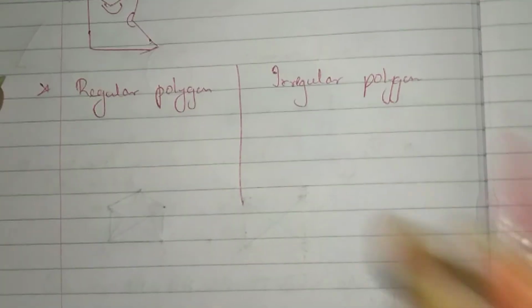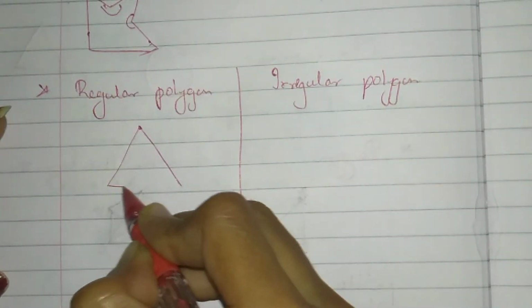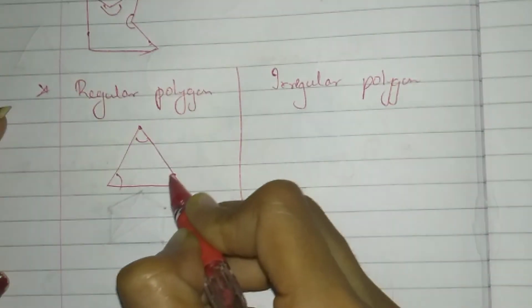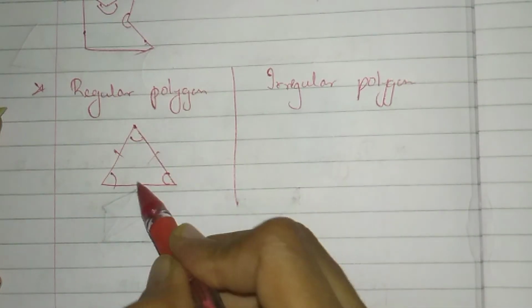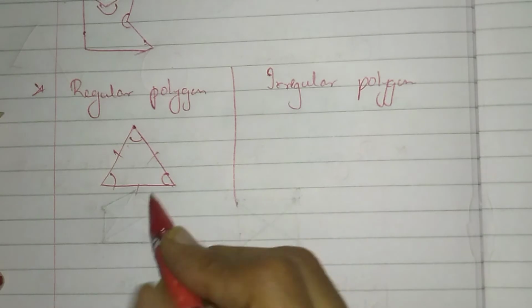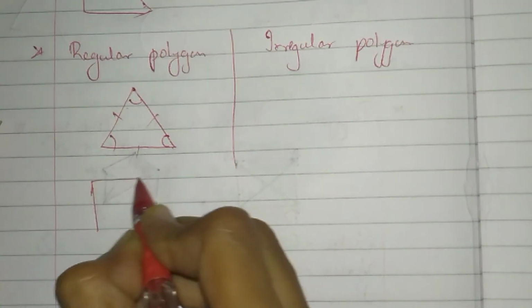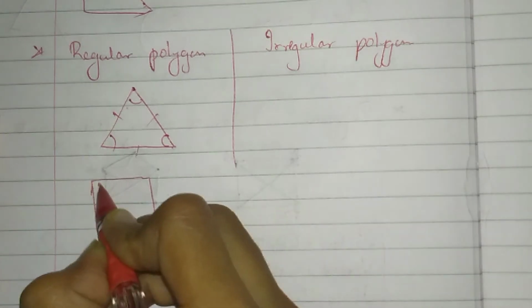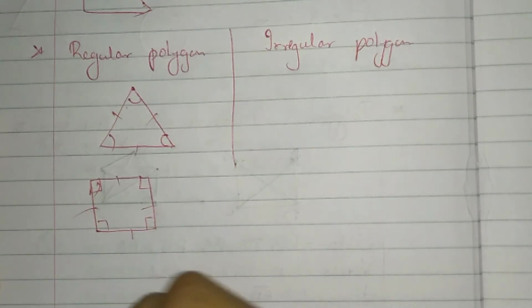Now another topic is regular polygon and irregular polygon. If all the angles and sides are equal, then it is called a regular polygon. If we take an equilateral triangle, all the sides are equal and all the angles are also equal. So this triangle is a regular polygon. Another example, we can take a square, right? A square also has all angles the same and all sides the same.